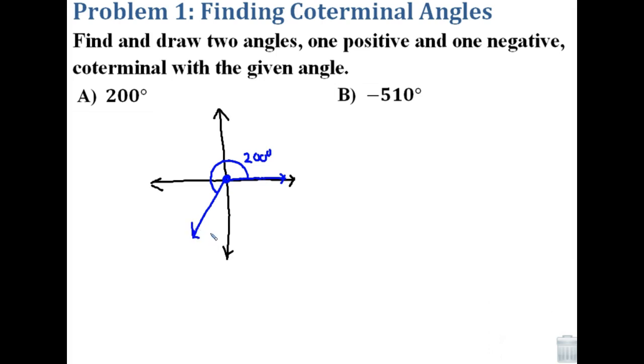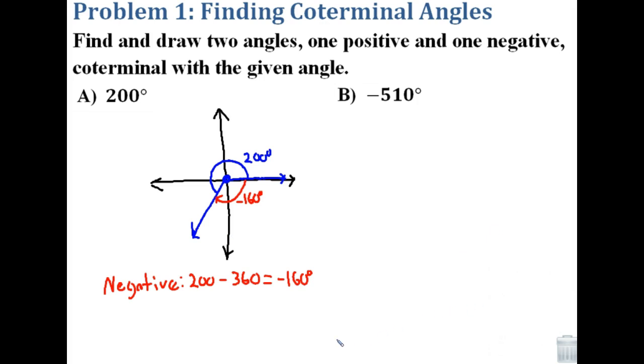We want to find and draw two coterminal angles. We'll start by finding a negative one. The negative angle is just going to be this angle right here. To figure out its measure, we'll take 200 degrees and subtract 360 from it, which will leave us with negative 160 degrees. So we get the same angle by going negative 160 rather than 200. Again, same angle, two different ways to write it.